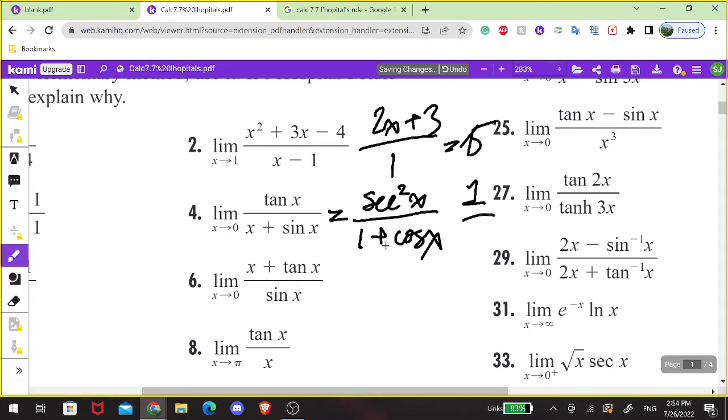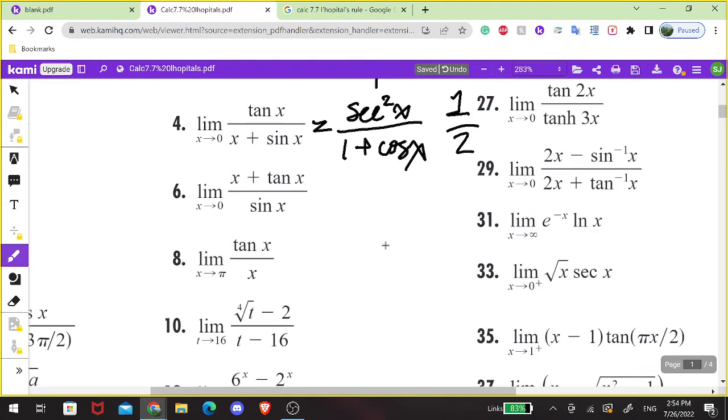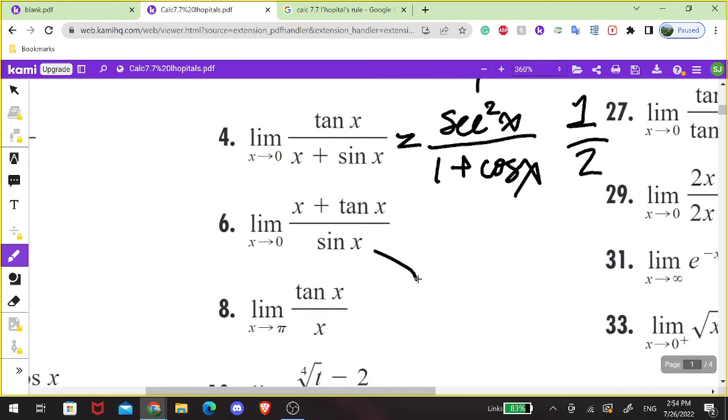On the bottom, cosine x is 1 again. Cosine of 0 is 1. 1 plus 1 is 2. So number 4 should be 1/2. Also, you should have your unit circle memorized, but that's from pre-calc, so hopefully you still remember. You need the unit circle to be able to do quick math, like what I did just now.